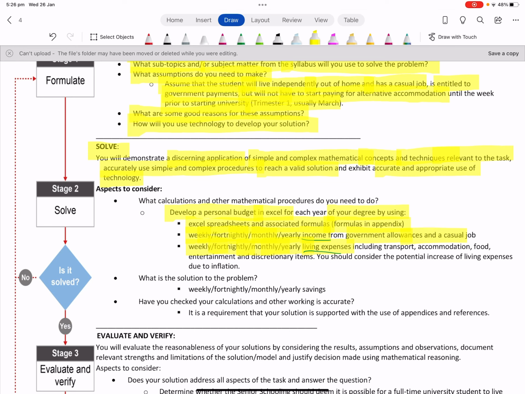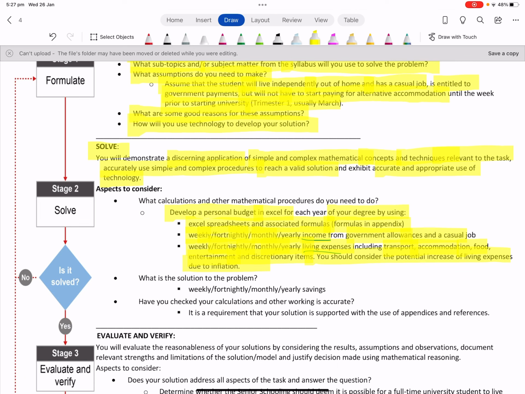Now, that includes things like transport, accommodation, as in rent, what food the student will be eating, what entertainment and discretionary items that they will be needing to live comfortably out of the family home. Now, you should, within your budget, consider the potential increase of living expenses due to inflation. So again, that's probably why you will need up to 3 to 4 budgets, because it's one per year of your degree, and you will want to have some inflation in there. If you can put that in, we would highly recommend you putting that in.